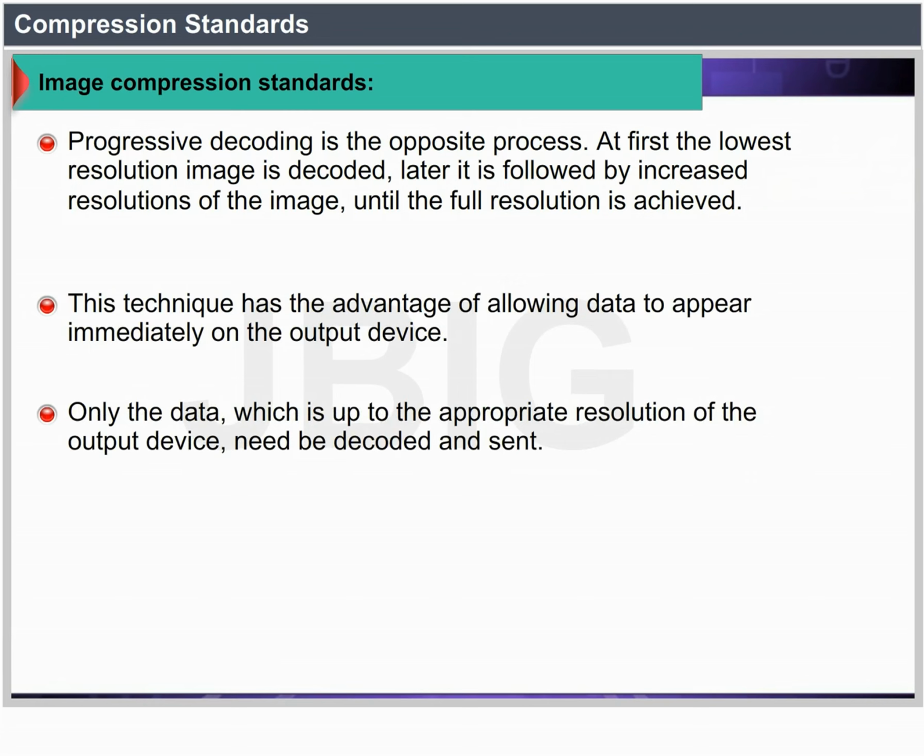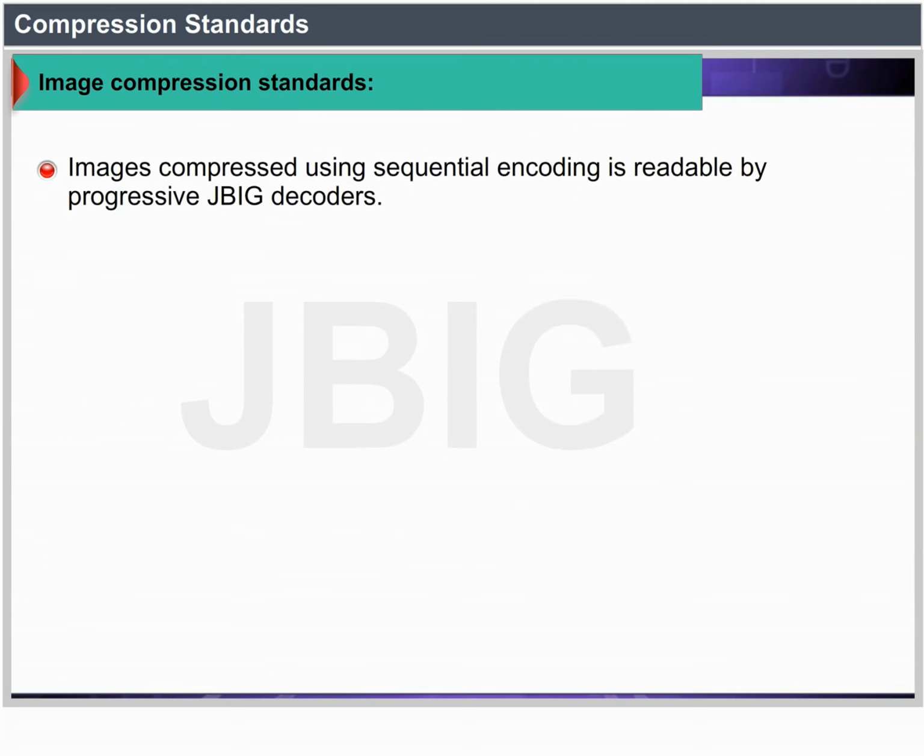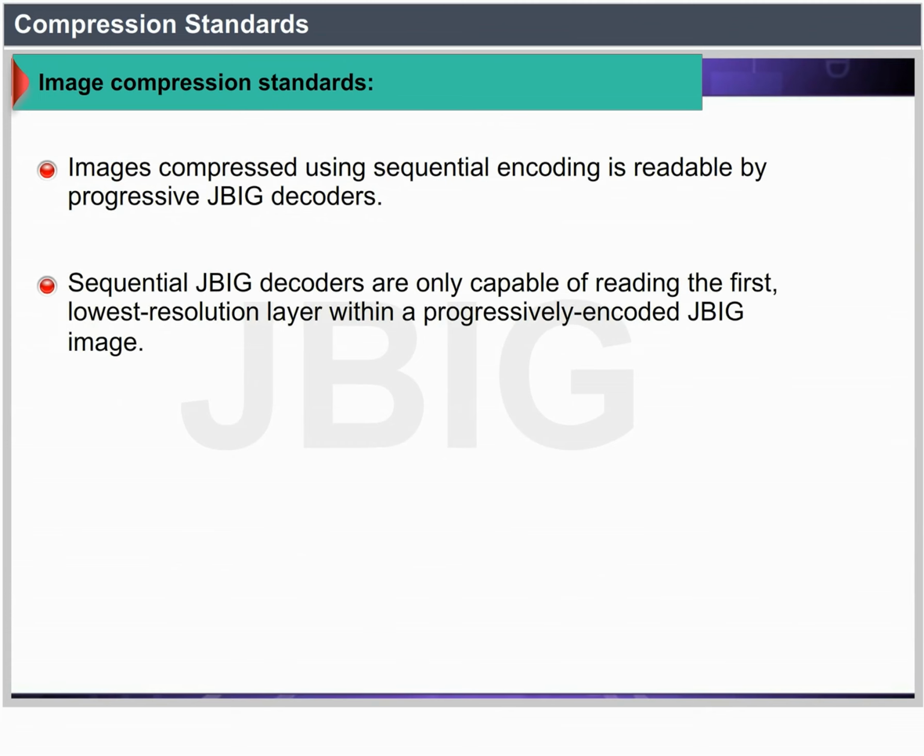Both sequential and progressive JBIG encoding are completely compatible. Images compressed using sequential encoding are readable by progressive JBIG decoders. Sequential JBIG decoders are only capable of reading the first, lowest resolution layer within a progressively encoded JBIG image.